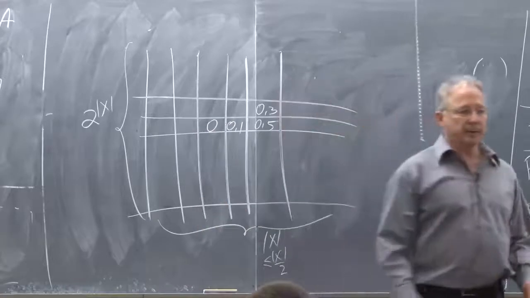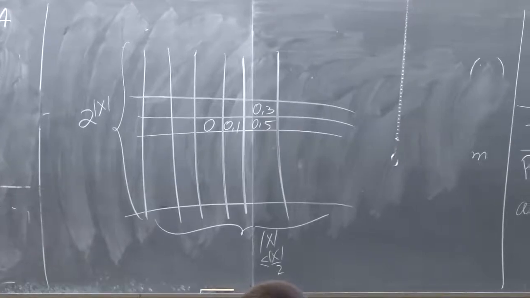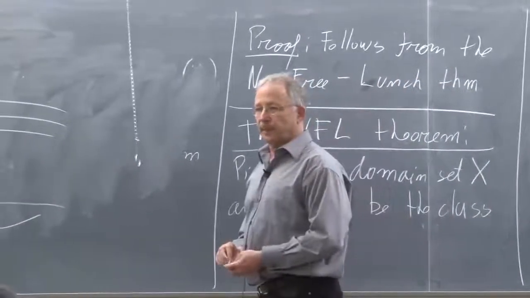Yes? Is x countable? X is finite here. Oh, okay. We take a finite set x, and we argue that we need at least half the size for training. I mean, we argue what happens if you have less than half the points of x for training. Okay?